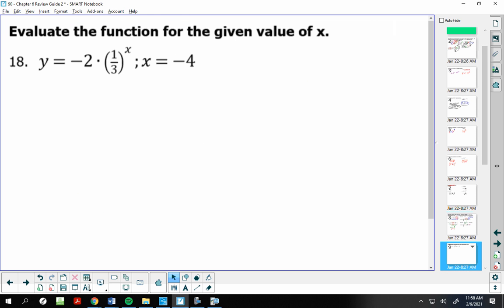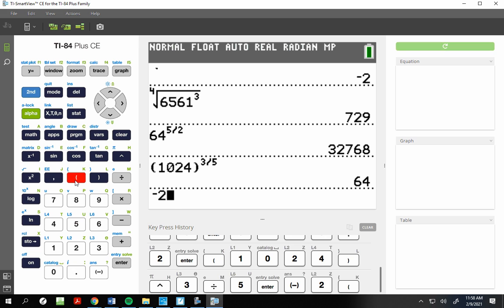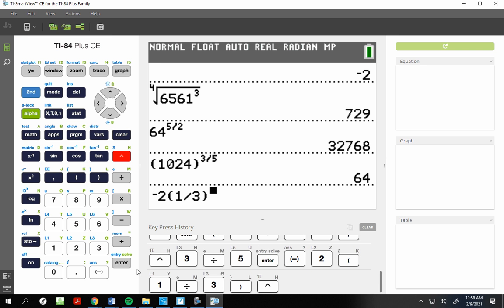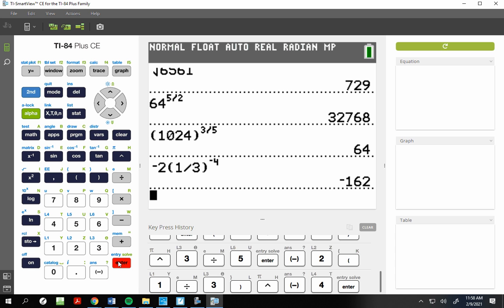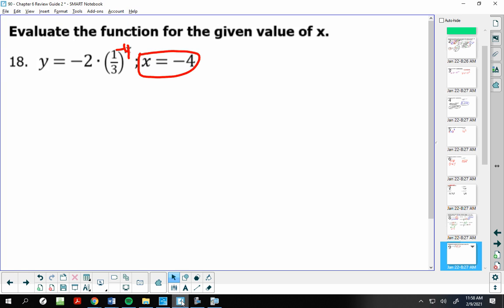All right, again, you see the word evaluate. So evaluate the function for the given x value. So when x is -4, that means we're going to replace the x with a -4. And then we could use our exponent rules to do this by hand, but it actually will be easier to just type in our calculator because then we know it's correct. So -2 times 1/3 raised to the -4th power. And we get -162.